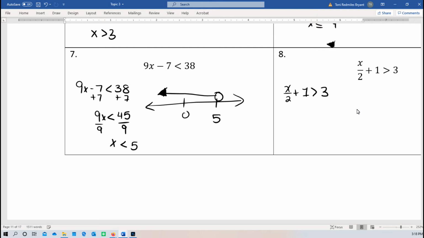All right, in this one, first thing I've got to do is subtract that 1 on both sides. That's going to give me x over 2 is greater than 2. And the opposite operation of dividing is multiplying. That cancels out, but what I do to one side, I have to do to the other. So I get x is greater than 4.